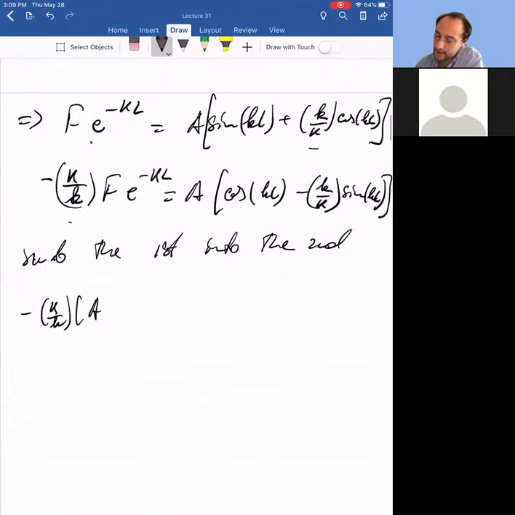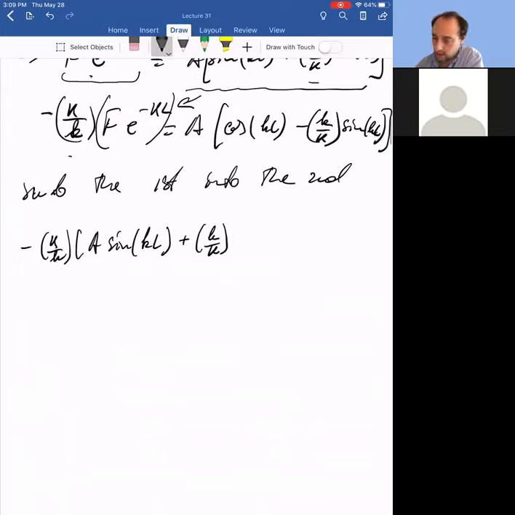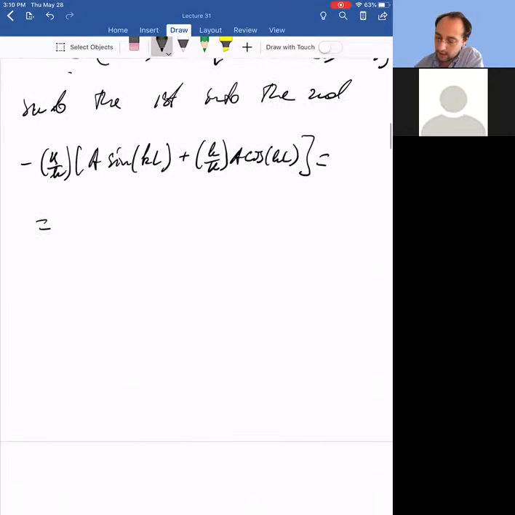So basically, f e to the minus kappa l equals all this business. So I'm just gonna substitute that into here. That's how the substitution works, right? Sine kl plus k over kappa a cosine kl equals a cosine kl minus k over kappa a sine kl.